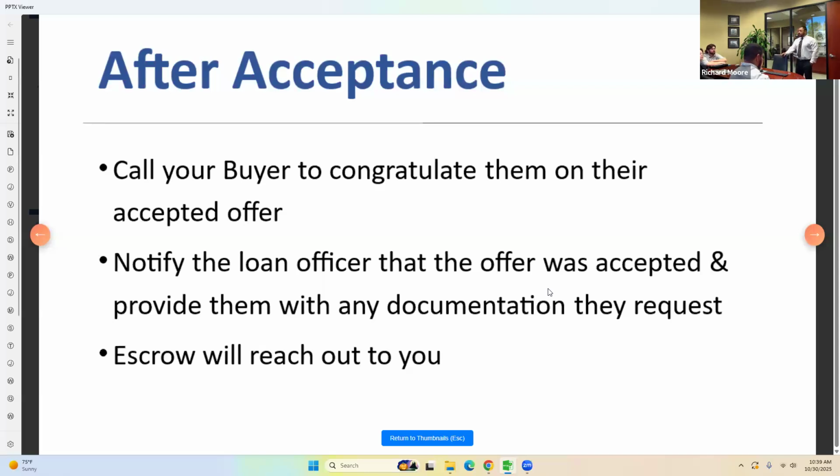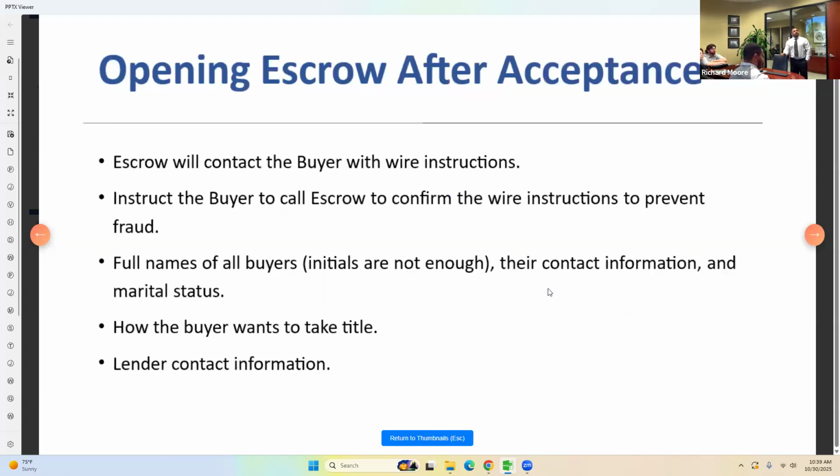And then at some point, escrow is gonna reach out to you and ask you for your client's contact information, because they need to send out escrow instructions to them. They need to send out wire instructions for the deposit. And then you want to make sure to let your client know that escrow is going to reach out to them with wire instructions via email.